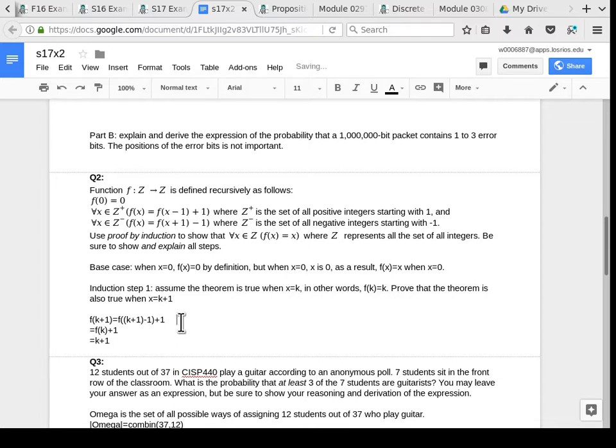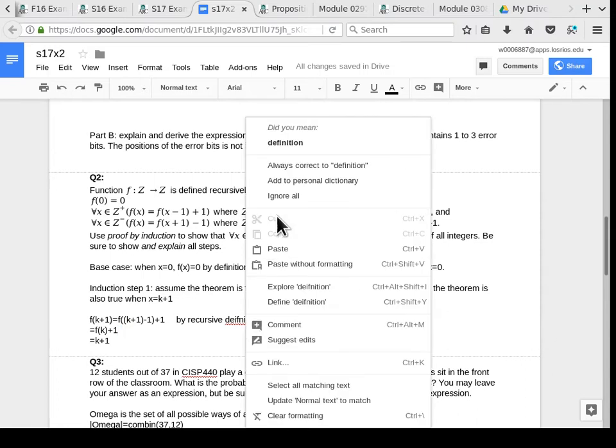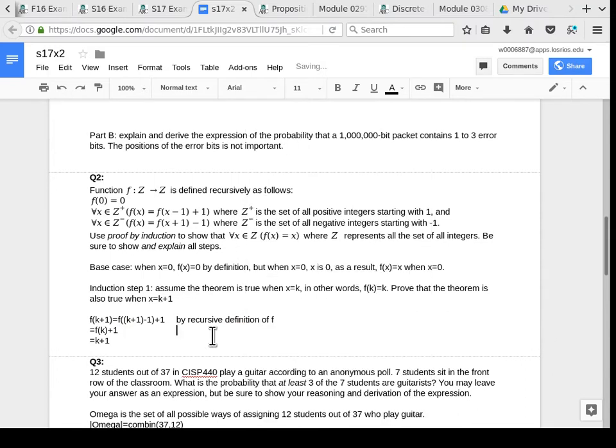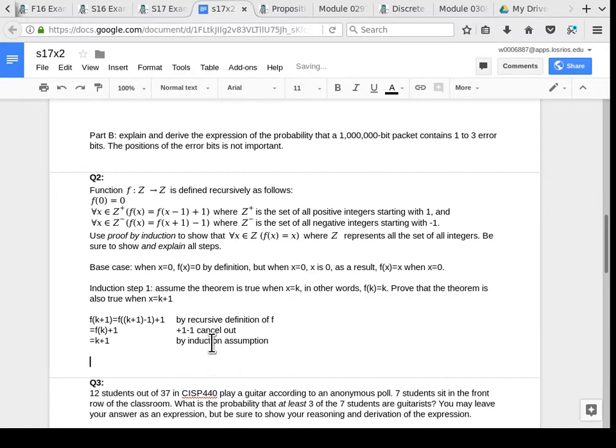And I'm going to add some comments here, okay, by recursive definition of f. Oops, I have a typo here. There we go. And this one is by induction assumption. Oh, no, this is canceling. So plus 1 minus 1 cancel out. And then the last one, this is the one where we use the induction assumption, by induction assumption. So that's it. That's induction step 1.